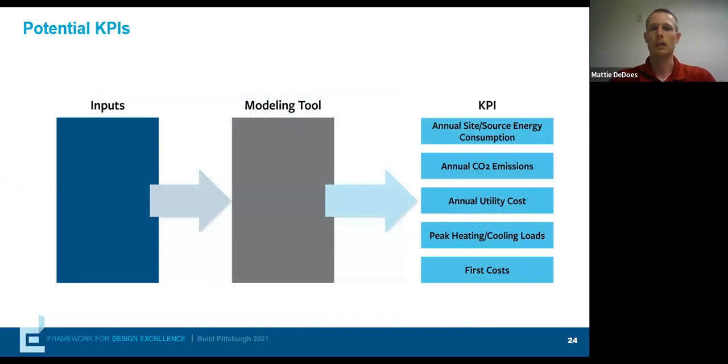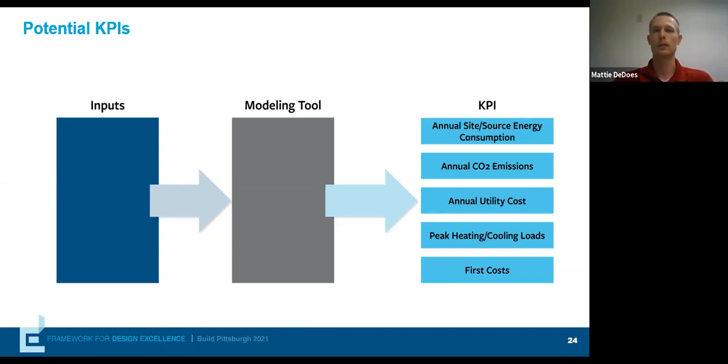So going back to that input tool KPI setup, our KPIs, or key performance indicators, are shown over here on the right. And I've listed a number of them: energy consumption, CO2 emissions, utility costs. We don't want to pick too many key performance indicators. We want to pick one or maybe two and then stay consistent with that throughout our project so that we can have a consistent standard to judge our building models by.